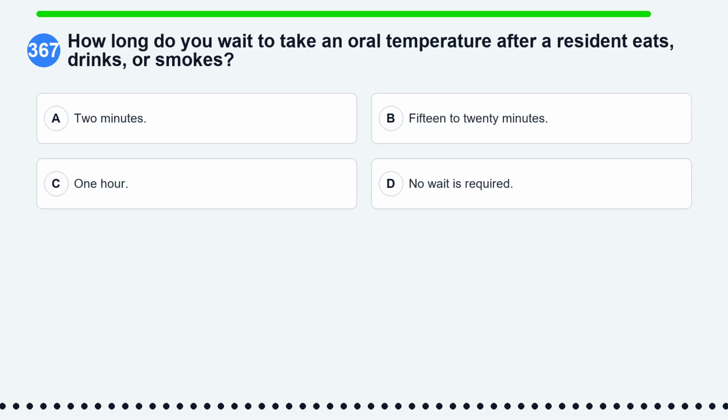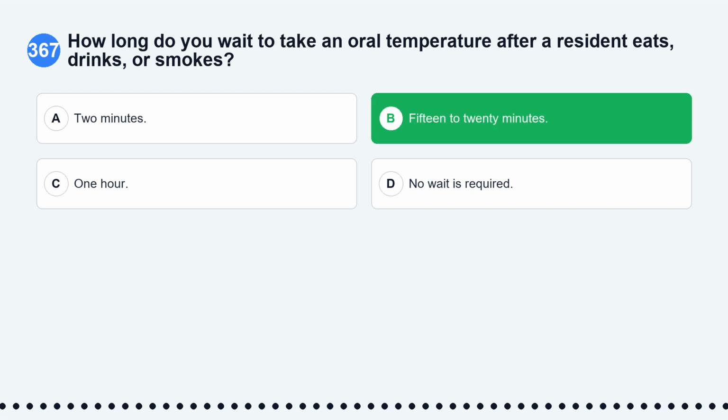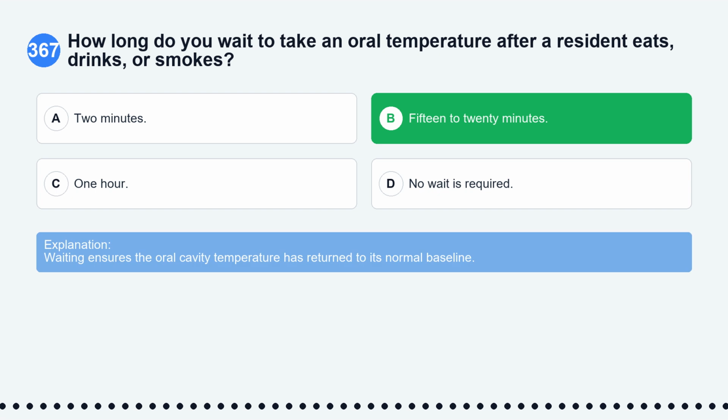Question 367. How long do you wait to take an oral temperature after a resident eats, drinks, or smokes? Option A, 2 minutes. Option B, 15 to 20 minutes. Option C, 1 hour. Option D, no wait is required. The correct answer is option B, 15 to 20 minutes. Waiting ensures the oral cavity temperature has returned to its normal baseline.